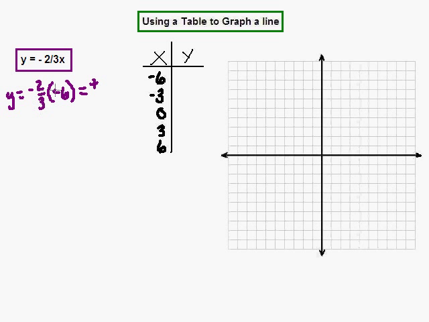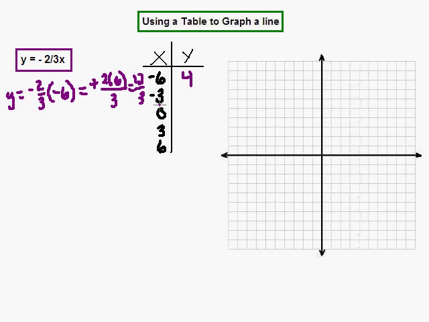Now when I take a fraction and multiply it by a whole number, I multiply the numerator by the number and then divide by the denominator. So I would go 2 times 6 divided by the denominator 3. Now 2 times 6 gives me 12 divided by 3, and 12 divided by 3 then gives me a y value of 4. So when my x value is negative 6, I get a y value of 4 with this equation.